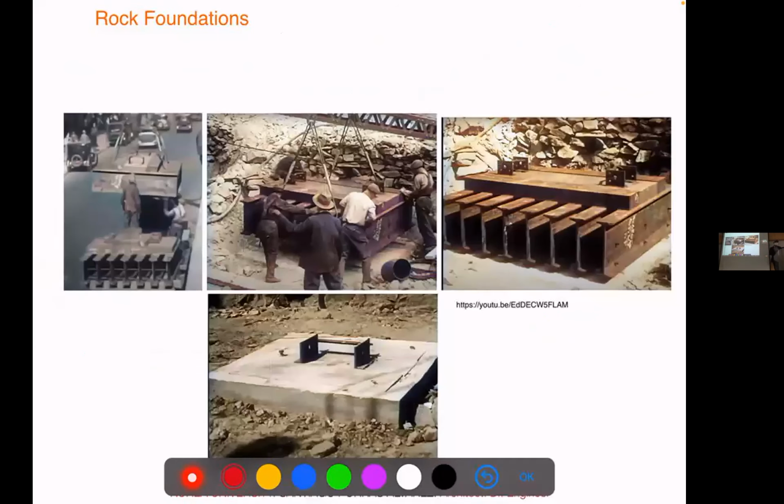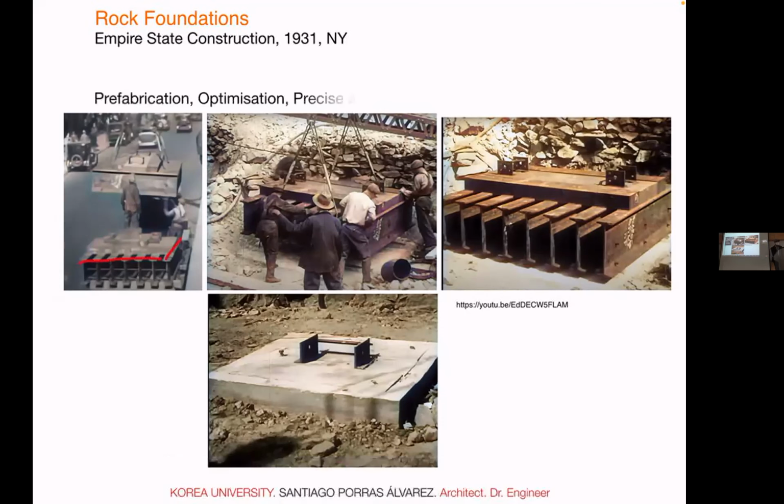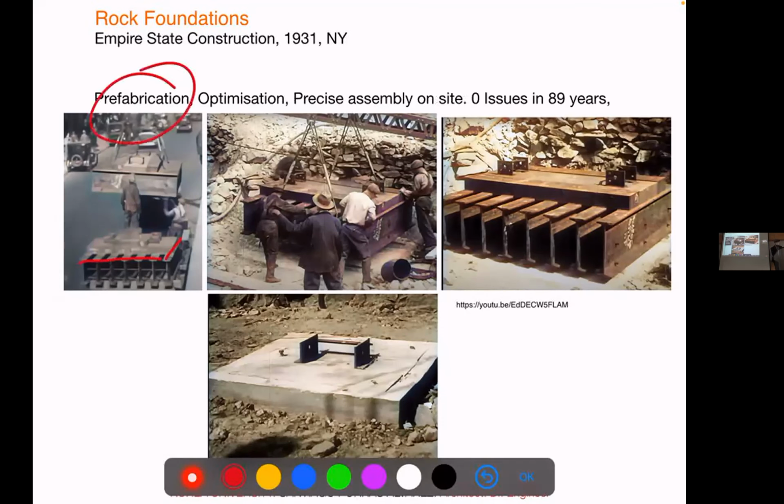Let's make a contrast, and this is foundation on rock. We commented yesterday. This is the Empire State construction, 1931. Now this is an extremely heavy building, and look at the size of the foundation. It's almost solid steel, and it is prefabricated, right? So they brought it to the construction site and put it in place with much precision. This is quite interesting, right?